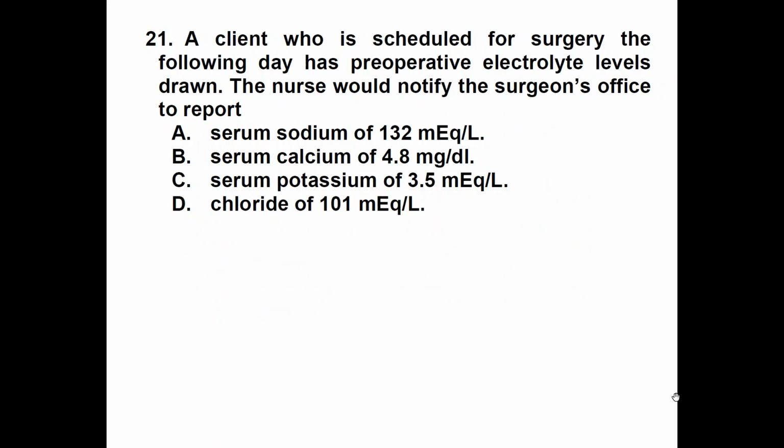21. A client is scheduled for surgery the following day and preoperative electrolyte levels are drawn. The nurse would notify the surgeon's office to report serum sodium of 142, calcium 4.8, potassium 3.5, or chloride of 101. The answer here is letter C, because a problem with potassium might result in the possibility of cardiac arrest.